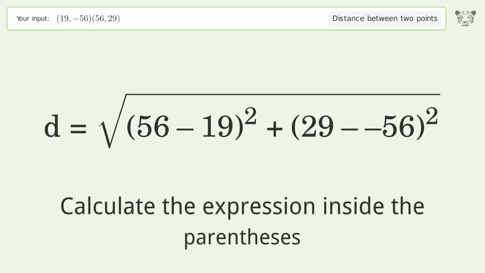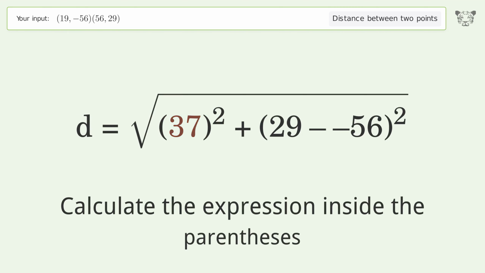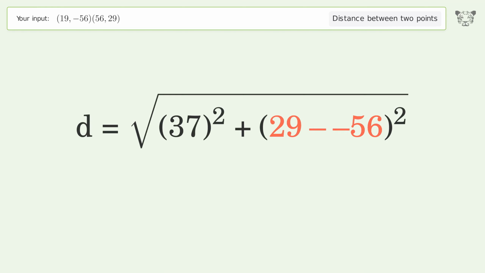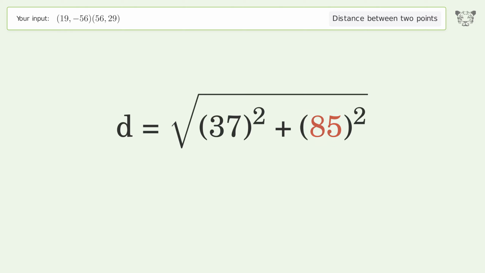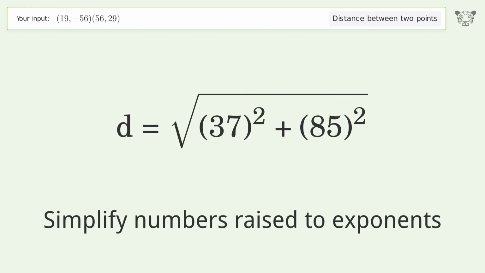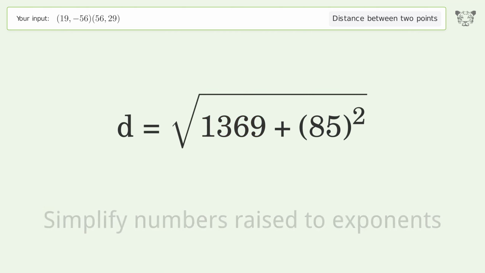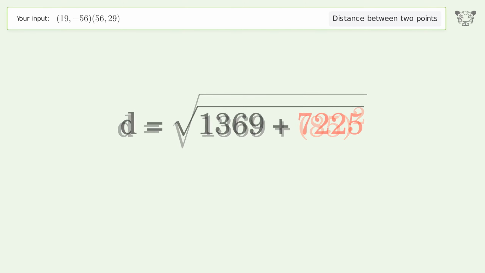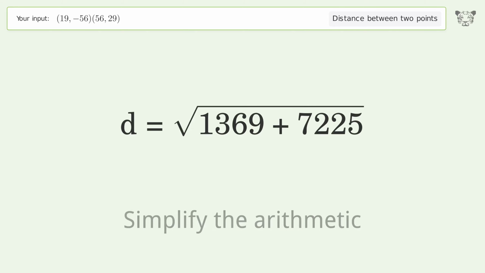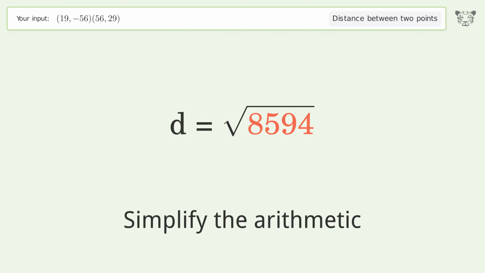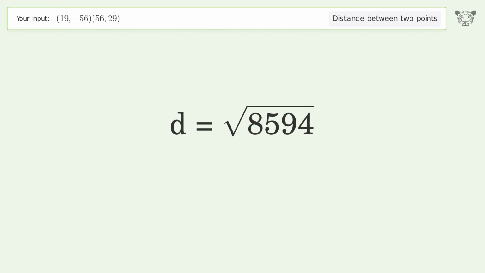Calculate the expression inside the parentheses. Simplify numbers raised to exponents. Simplify the arithmetic. And so the distance between the 2 points is the square root of 8,594, or 92.704.